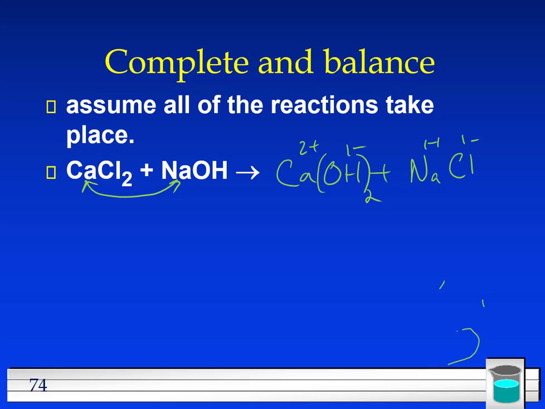So I've done step 2. Use charges to write the formulas. Now I balance. 1 calcium, 2 chlorines. So I got to put a 2 in front of NaCl on the other side. That gives me 2 Nas, so I got to put a 2 in front of NaOH, which gives me 2 OHs, which I wanted anyway. So notice I counted OH as a unit because it stayed together. That was the one thing we learned new on Friday.